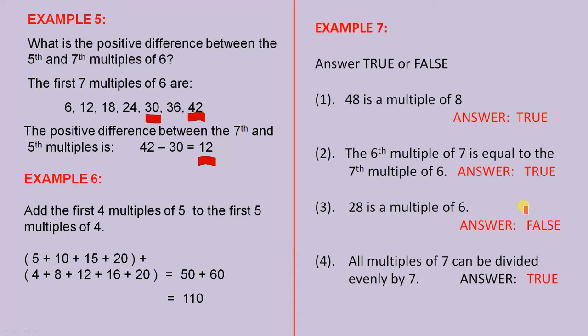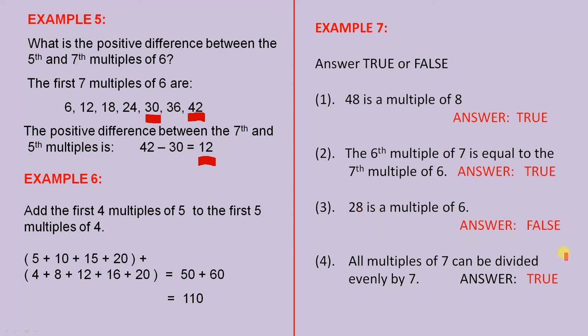Number 3. 28 is a multiple of 6. 6 ones are 6, 6 twos are 12, 6 threes are 18, 6 fours are 24, and 6 fives are 30. 28 was not mentioned, so this statement is false. 28 is not a multiple of 6.